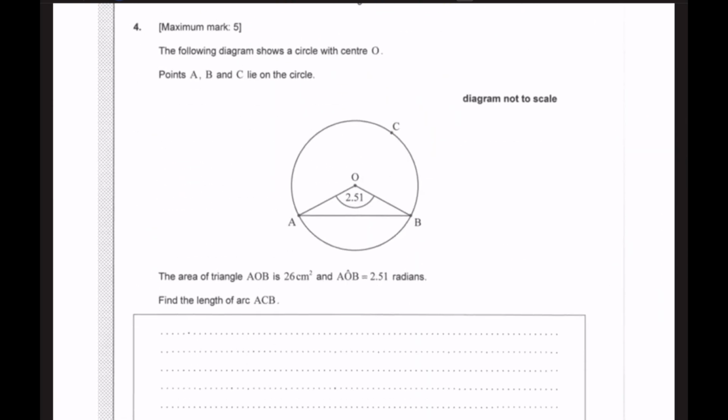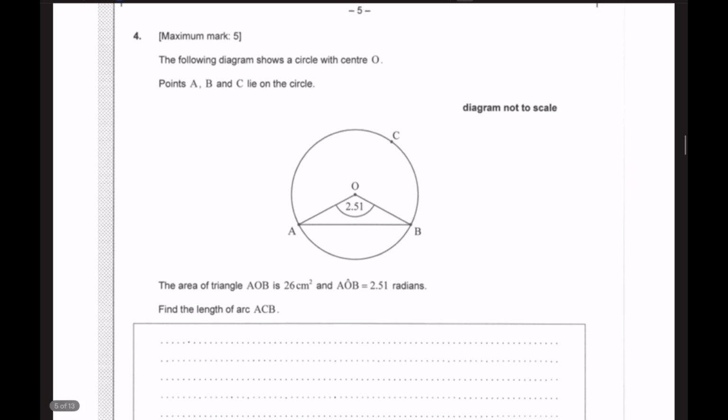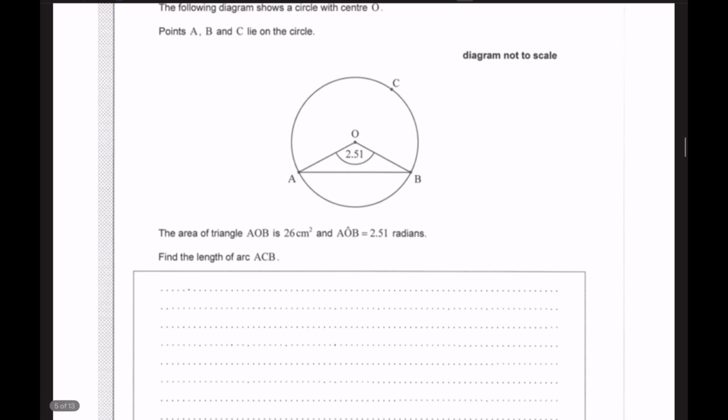Coming to question 4, we have a circle with center O. We have 3 points A, B, C. Area of the triangle is 26 centimeters squared and angle AOB is 2.51 radians. You have to find the length of arc ACB. So we have to find this arc length. That means we need this angle theta and we need the radius r. This angle theta can be found easily, but let's start with the radius.